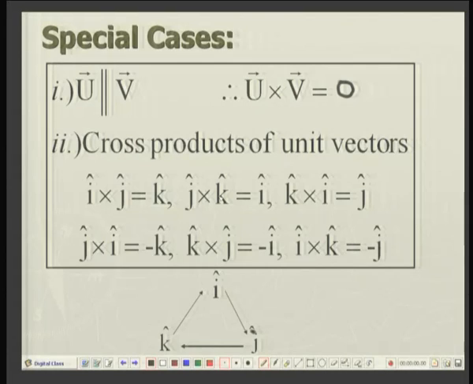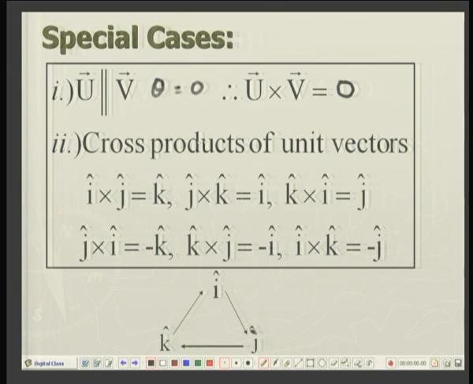There are some interesting special cases of the cross product, namely when u is parallel to v, that is, two vectors are parallel and their cross product is taken. What does it imply? When there are two parallel vectors, the angle between the two, that is angle theta, will be equal to 0 and sine of 0 is also 0. So, obviously, u crossed v is equal to 0.